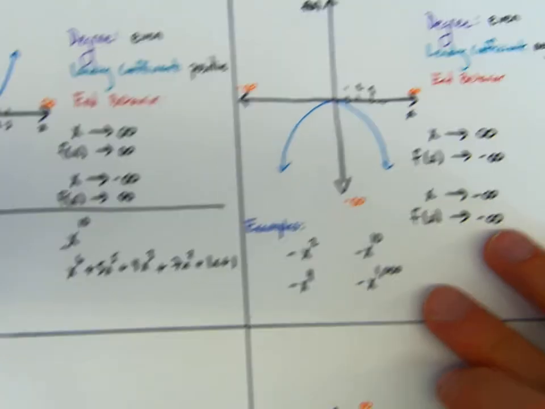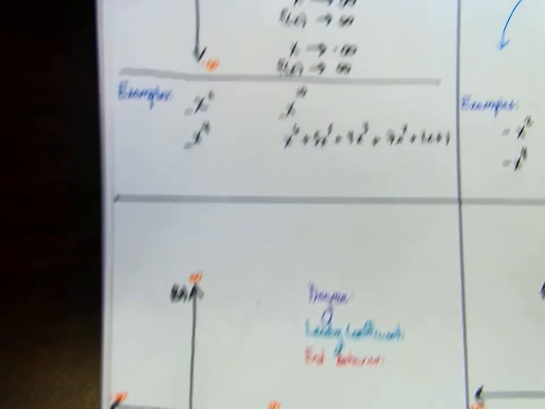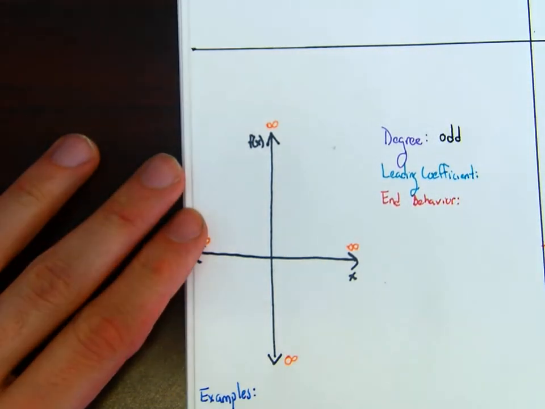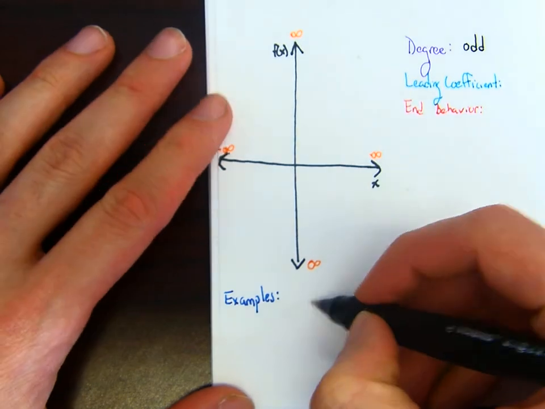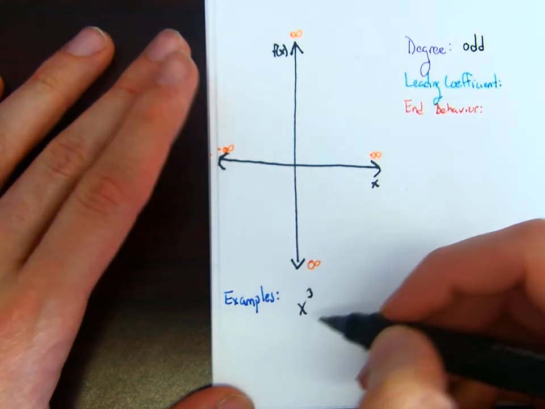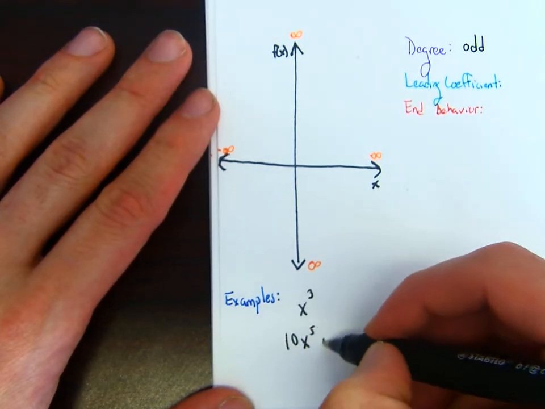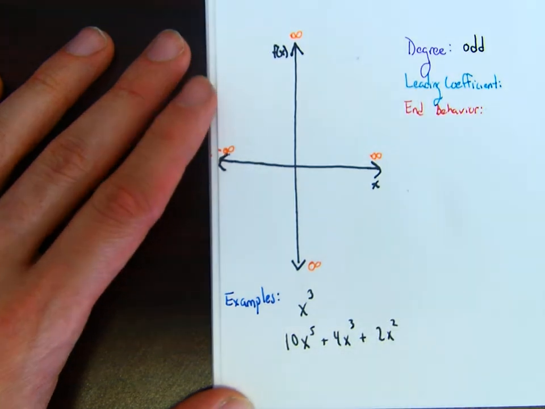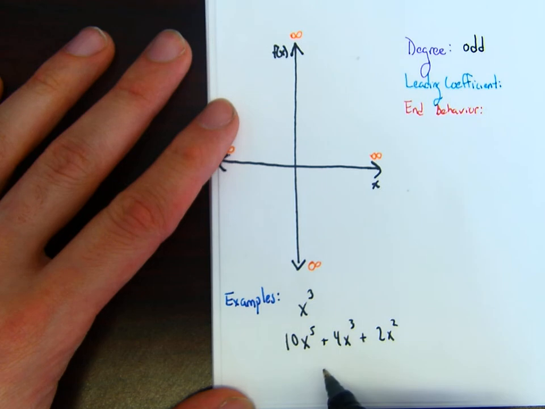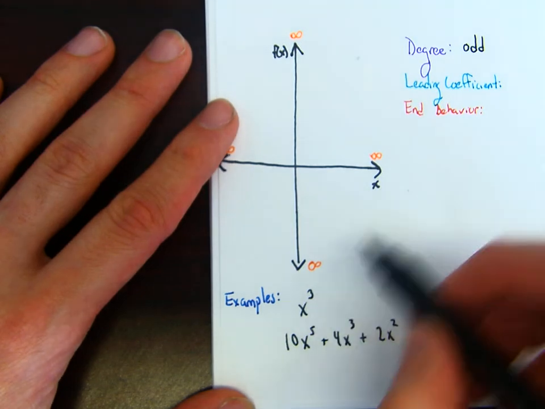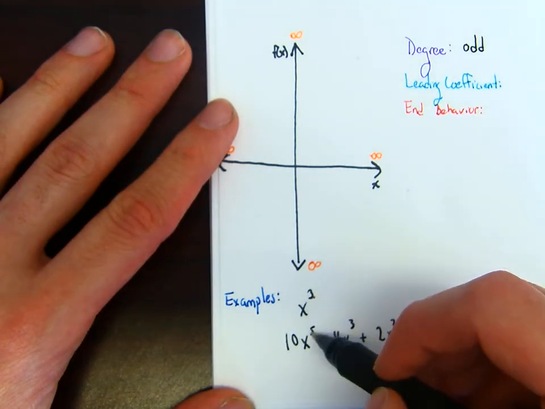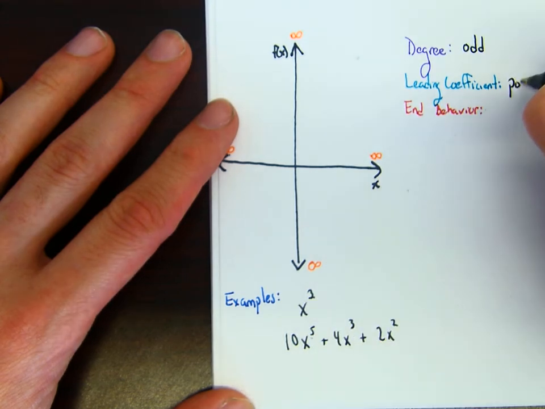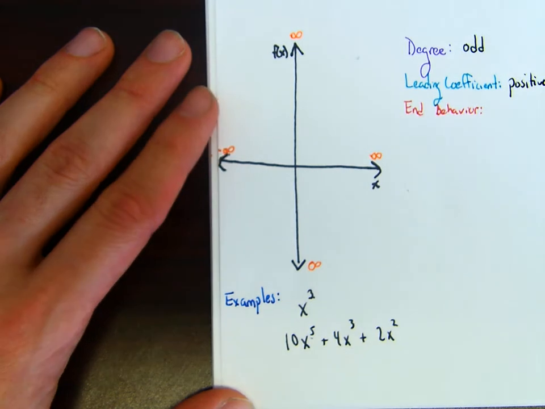Okay? All right. Well, notice we talked about even degrees. What about if my degree is odd? So if I had an example such as x cubed, or, I don't know, 10x to the 5th plus 4x to the 3rd plus 2x squared, right? Notice that when we take a look at these polynomials, the degree is odd. The highest exponent within the polynomial is odd, and the leading coefficient is positive.